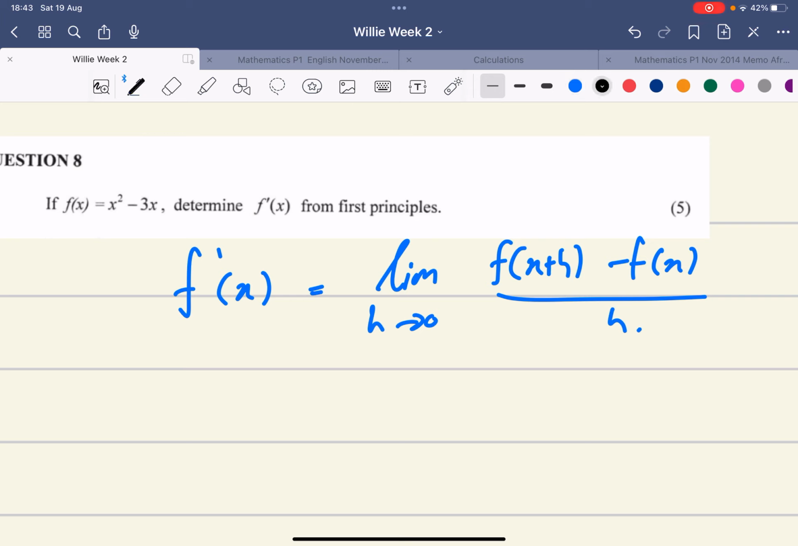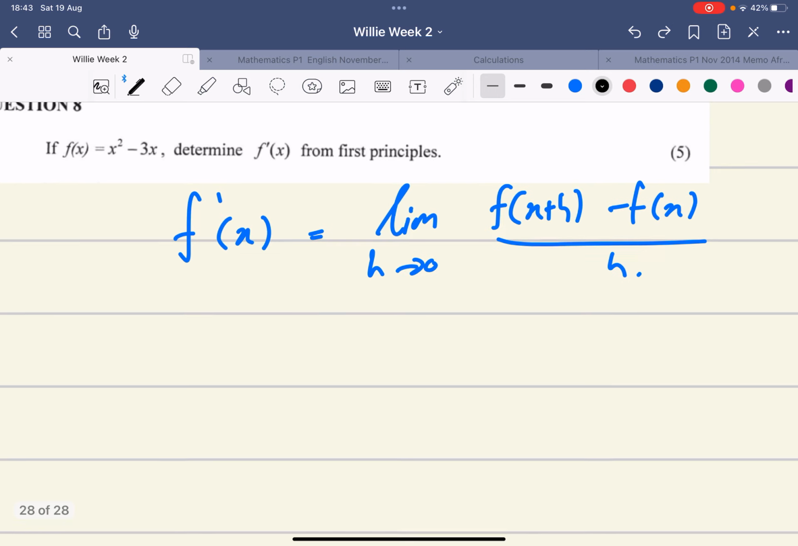Okay, so what we're going to do, we're going to find f of x plus h. Then we're going to subtract f of x to get a simplified numerator expression. Then we're going to simplify the limit so that we can evaluate it. Okay, so that sounds like a mouthful, so let's get going.